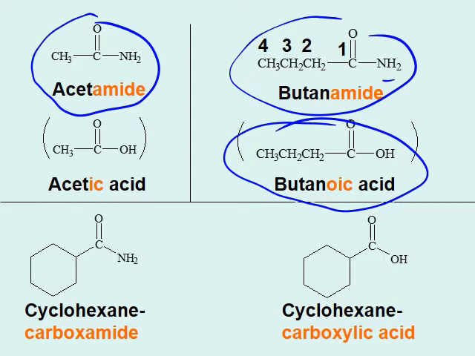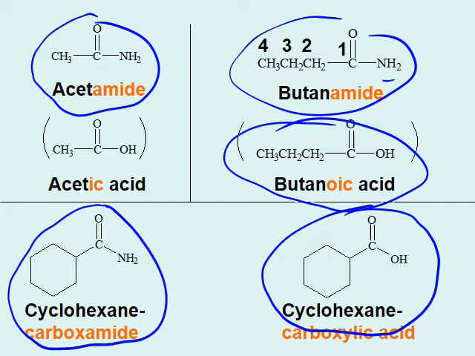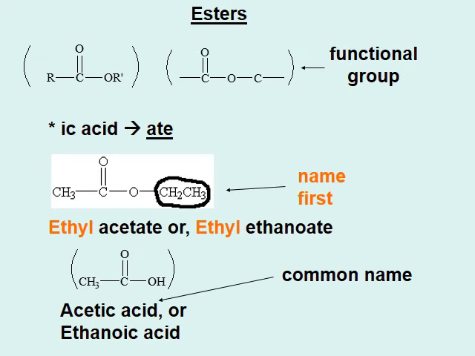Then cyclohexane carboxylic acid is shown on the right hand side. Its corresponding amide is cyclohexane carboxamide. Now naming of ester. Ester has the functional group of C double bond O, O and an alkyl group. That's ester. The one specific example is given here, CH3COOCH2CH3. In naming these esters, first you name the group that is bonded to oxygen.